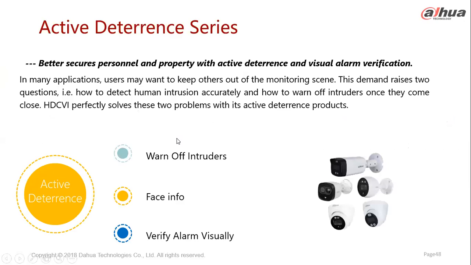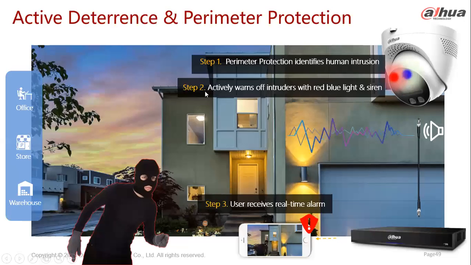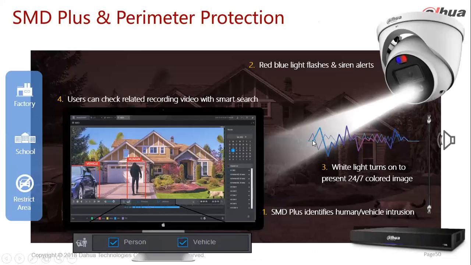So active deterrent series. Active deterrent series means the cameras that support full color scenarios, can do perimeter protection, and support audio, or you can talk. It has a speaker and you can talk back. So perimeter protection identifies intrusion, and it can do active warning of intruders with blue and red light sirens, and you can receive real-time alarms on your phones.